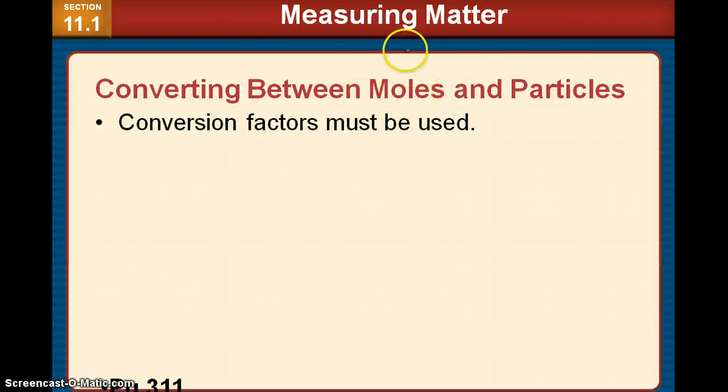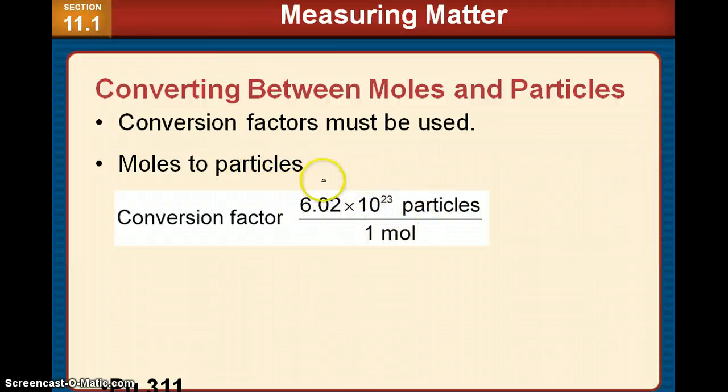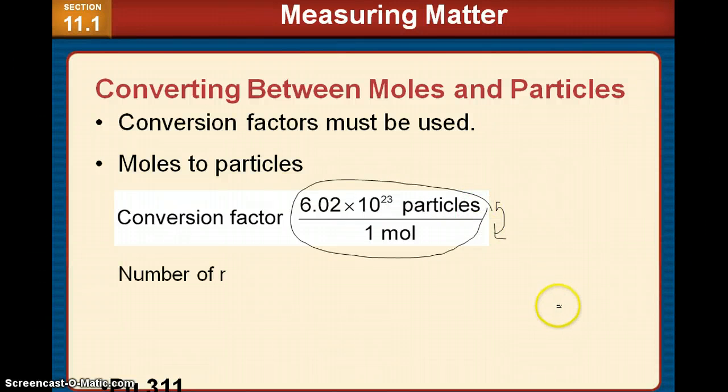When we convert from moles to particles, we must use those conversion factors. To do that, we want to go from moles to particles. I'm going to start with moles, and I want to figure out how many particles or atoms there are. My conversion factor that I always need to use is 6.02 times 10 to the 23rd particles per 1 mole. Now remember, we can flip this if we need to, depending on what we start with. But if I start with moles, and I want to get rid of moles, moles needs to go on the bottom, and particles, since that's what I want, needs to stay on the top.